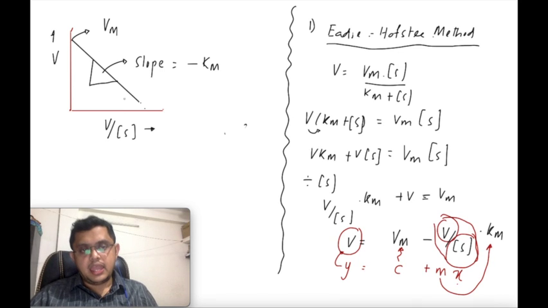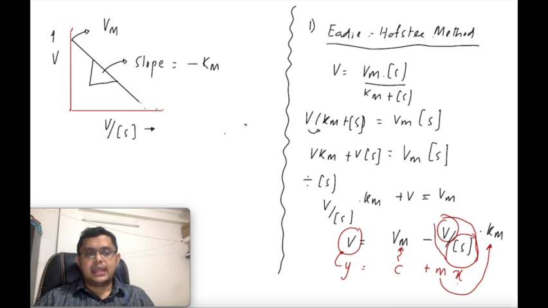So if you draw the graph like this, V against V by S, this is how you can calculate the Vm and Km. This is one way to calculate the MM constants, by using the Eadie-Hofstee plot. Next we will see the other two methods.